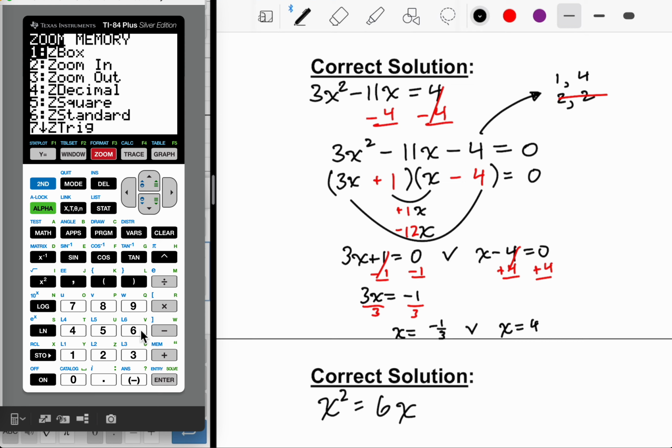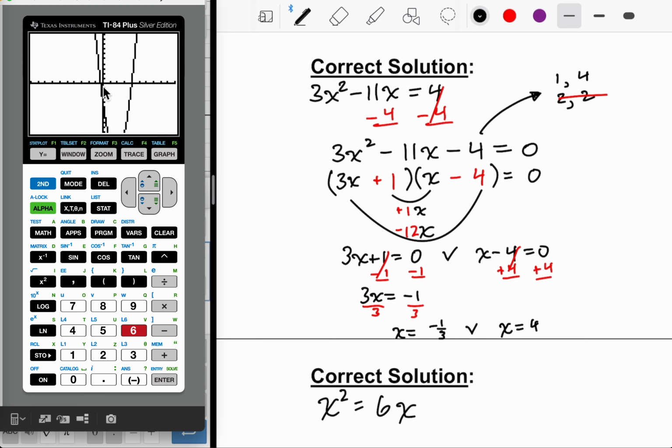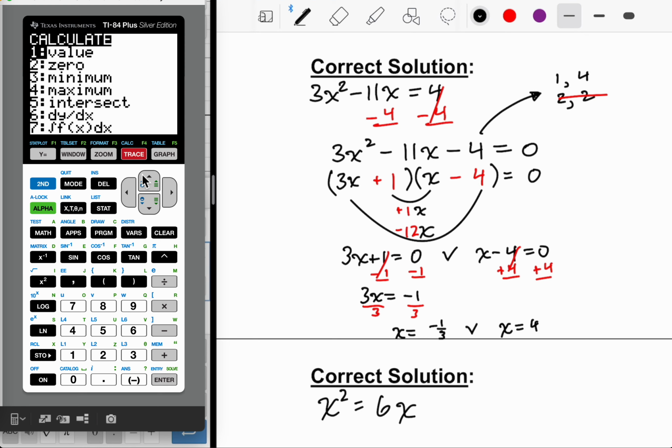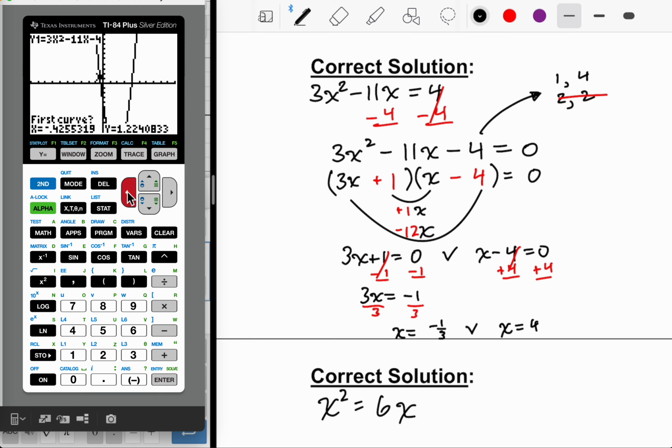So I'll do a zoom 6. I see I have two intersections, one here and one here. Pretty safe bet that this is intersecting at 4. So I'm pretty confident about that one. But the other one, maybe not so much. So I do second trace 5, and I get as close as I can to that intersection. It's not really going to get too close. But once you get as close as you can get, hit enter, enter, enter. It says negative 0.3 repeated. Most people can recognize that as negative 1/3.